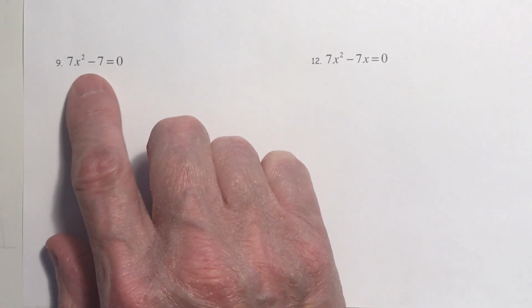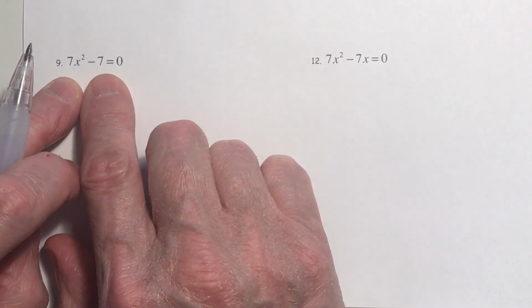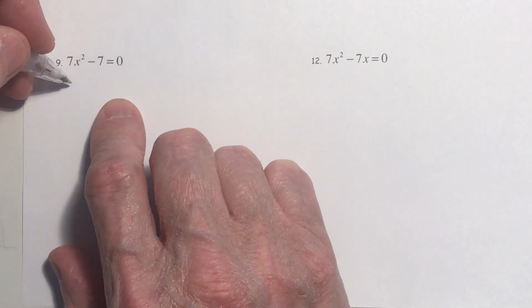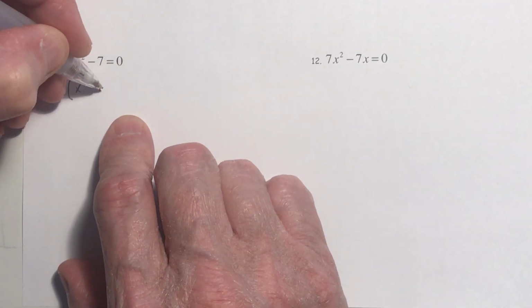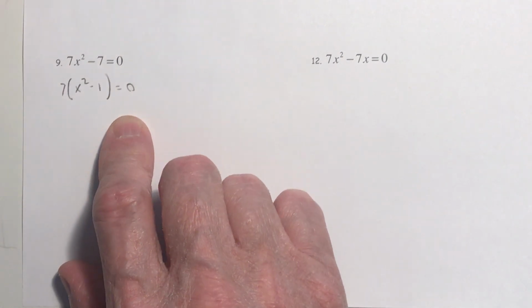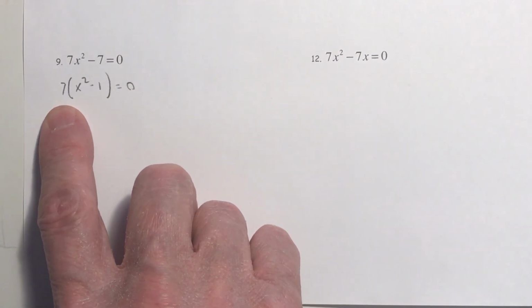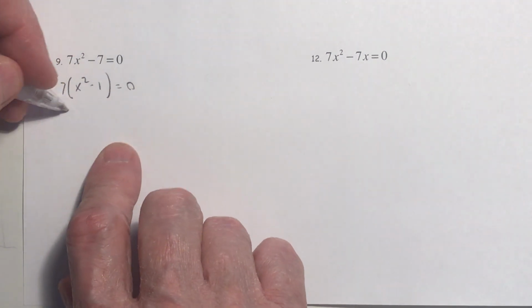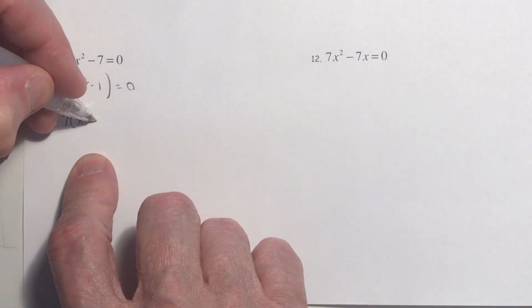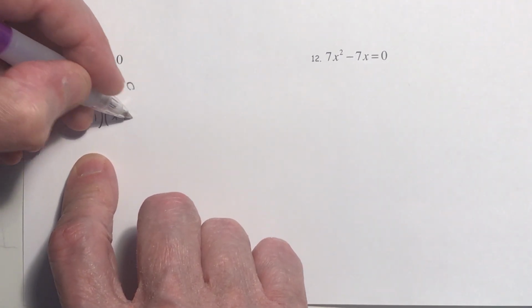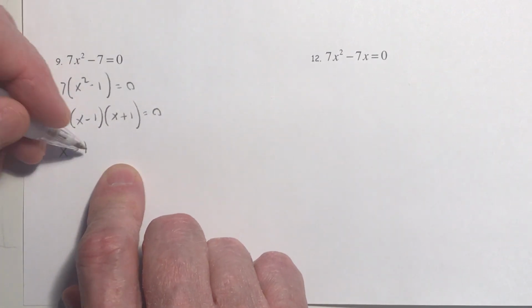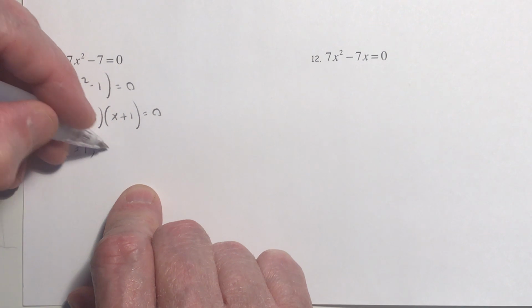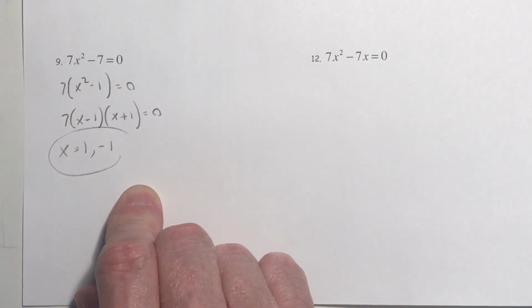this is not a difference of squares just as it is. However, if we factor out the GCF 7, the rest is going to go pretty quickly. We've got that 7 outside. It's the square of x minus the square of 1. So it's 7 times x minus 1, x plus 1. When will this equal 0? When x is 1. This will equal 0 when x is negative 1. Those are your two solutions.